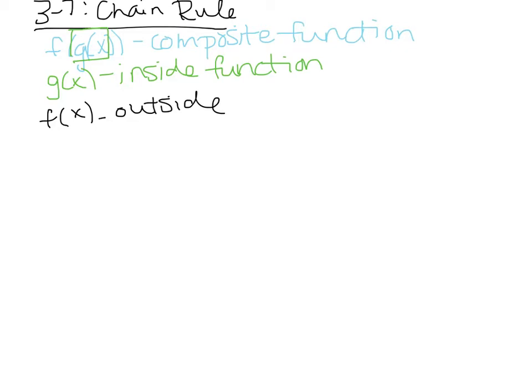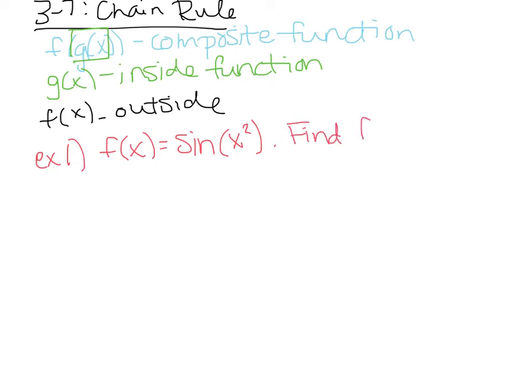So when we think about taking a derivative of a composite function, we need to keep in mind the derivative of both our inside function and our outside function. The easiest way to do this is to just jump right in and look at an example. So let's look at the same example they give you in your book. Example 1: the function f of x is equal to sine of x squared, and we need to find f prime of x. That's our goal.